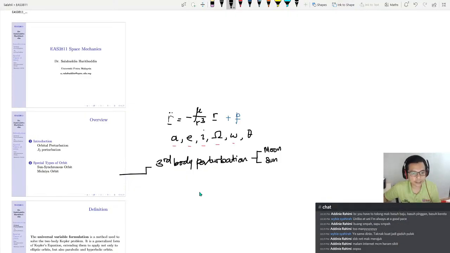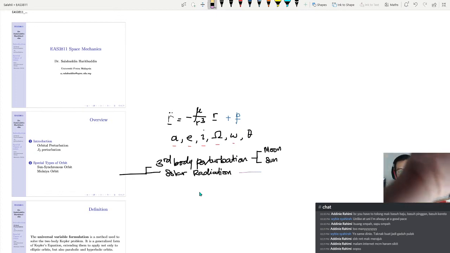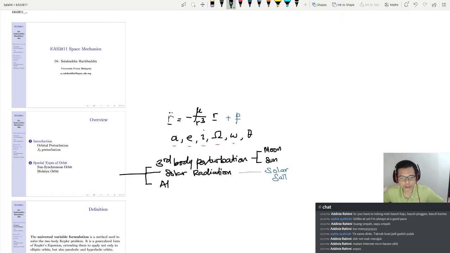The second one is solar radiation. Believe it or not, radiation from the sun can also act as a perturbing force. Just to give you some interesting things, go look up something called solar sail. If you have time, you can Google this one, look it up online. Basically, it's using solar radiation to move in space. The third one is atmospheric drag.